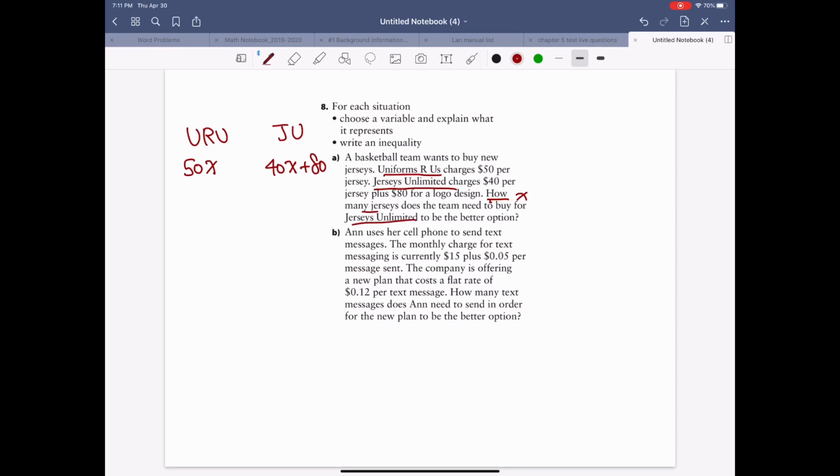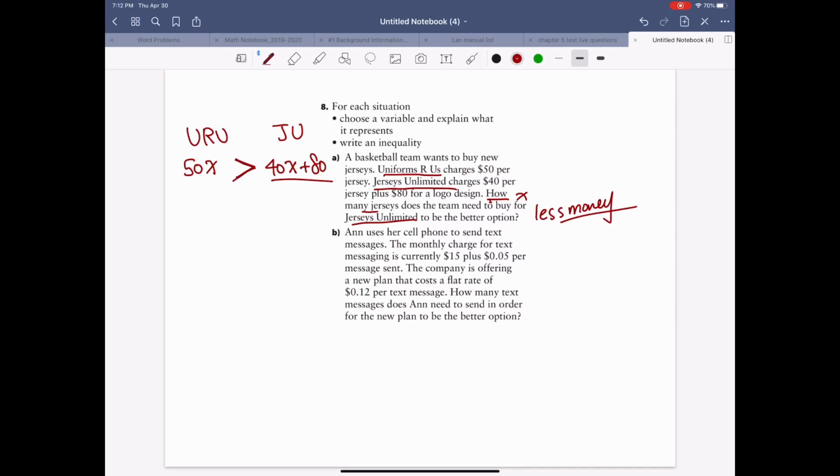We want jersey unlimited to be a better option. Better option means less money, please. Just remember that, okay? It's not that more is better. In terms of money, less is better. So you want this to be a smaller amount. If you add the equal sign here, that means you are assuming that when they're equal, jersey unlimited is a better option. But we just want to see when jersey unlimited is strictly less than this company here. So there's no equal sign. I'll just write the greater than sign and solve it.